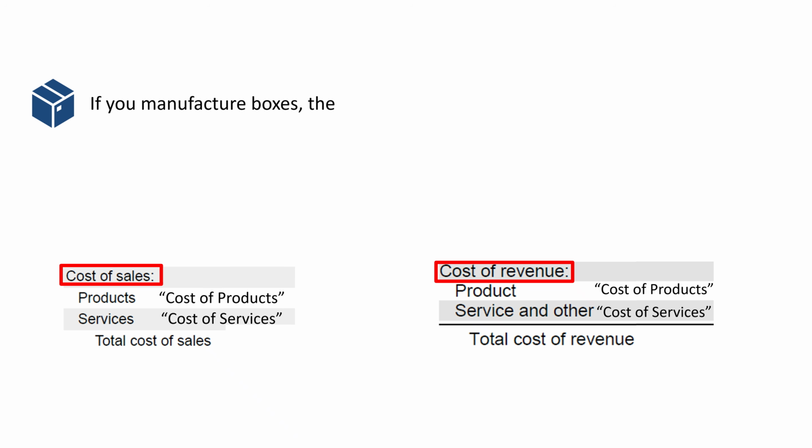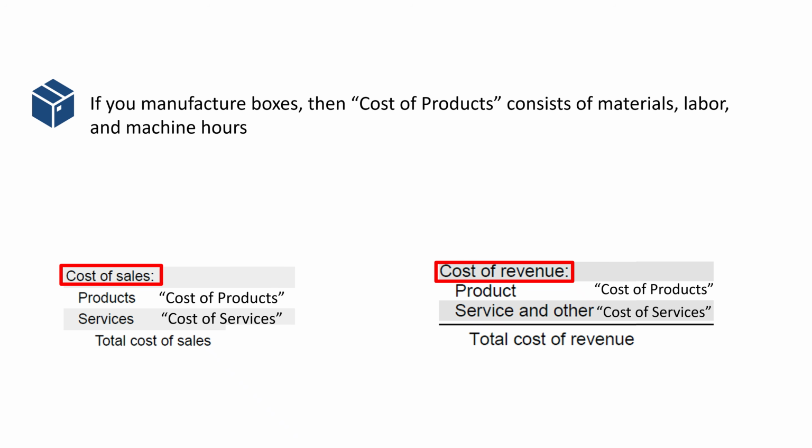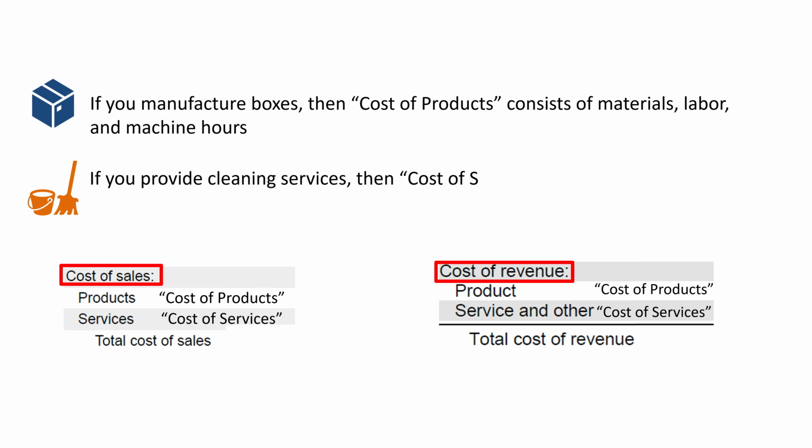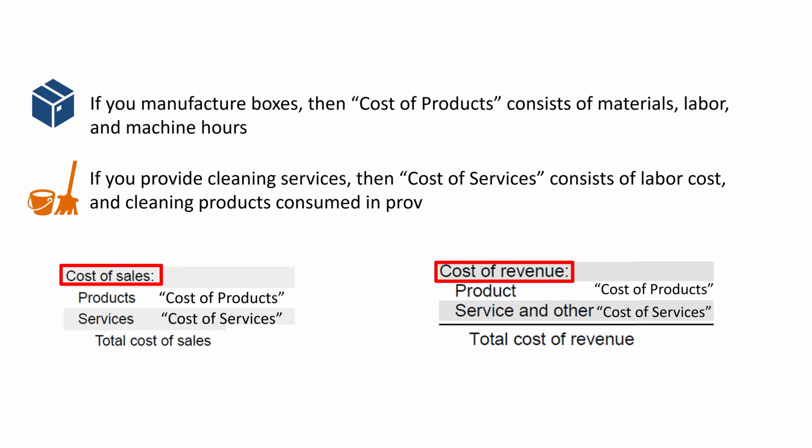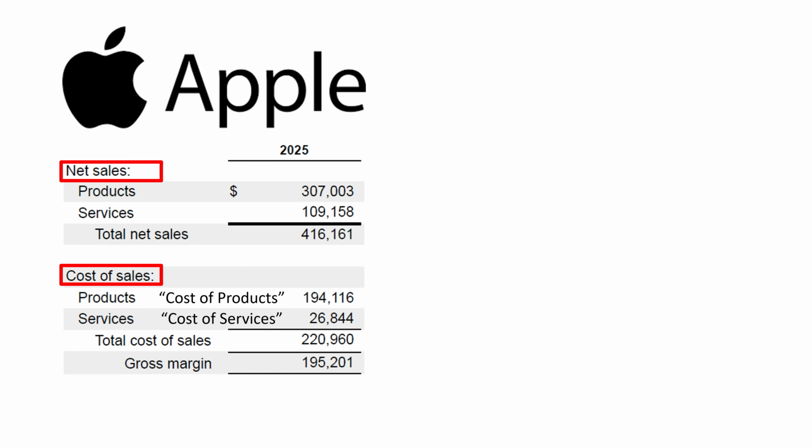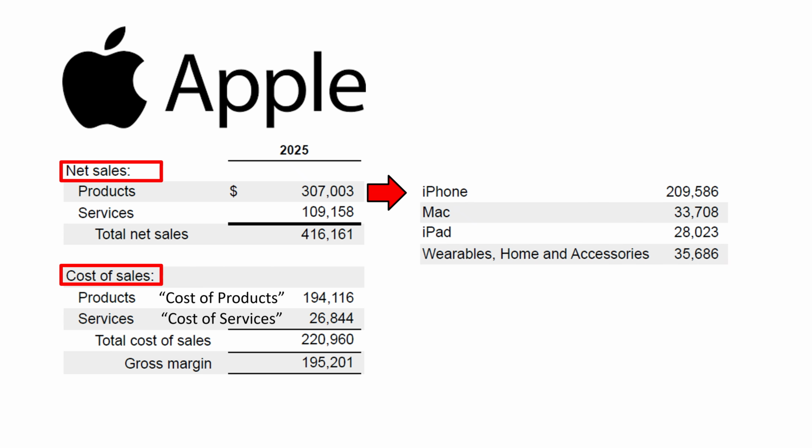If you manufacture boxes, then cost of products consists of materials, labor, and machine hours. If you provide cleaning services, then the cost of services consists of labor cost and cleaning products consumed in providing the service. In the case of Apple, the products they sell are physical products, iPhones, Macs, iPads, and related devices and accessories. Therefore, it is appropriate to use cost of goods sold instead of cost of products.